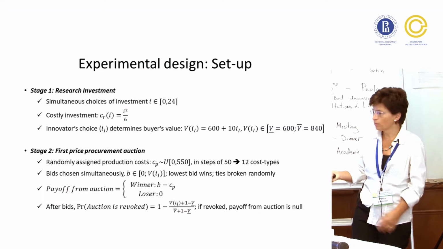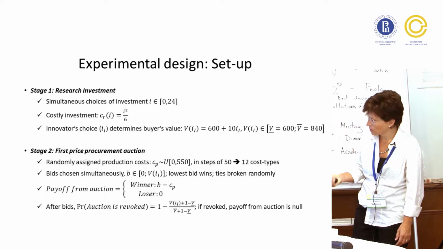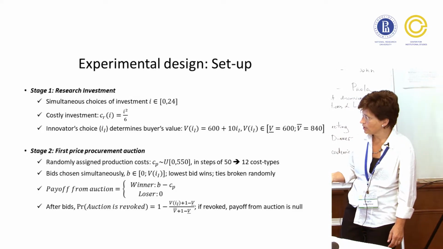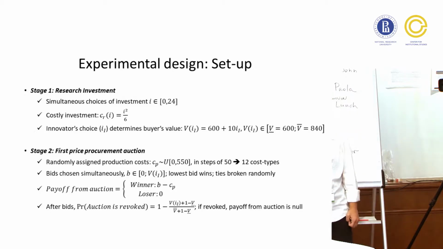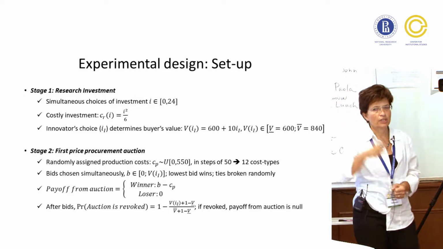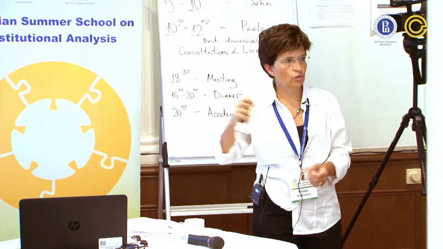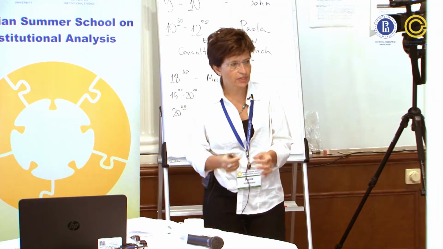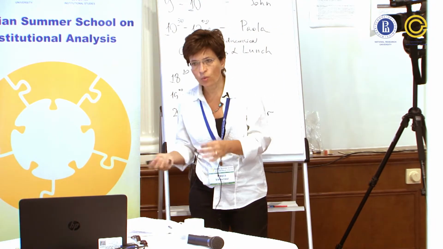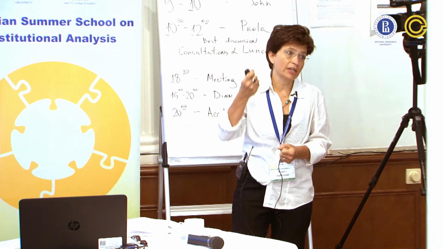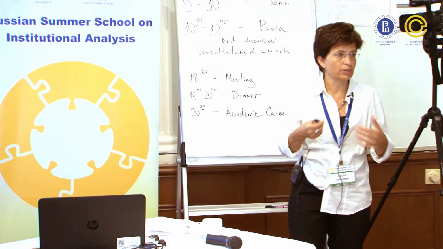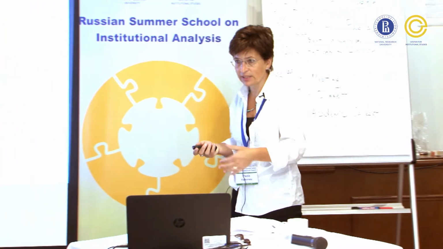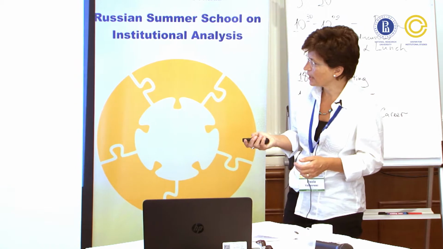So we want to mimic this, and you see all this part is equal to 0 if the initial investment is 24. And this means that the probability that the auction is revoked is equal to 0 if they make the highest investment. So the lower the investment in innovation, the higher the probability that the auction is revoked, so the project is not implemented and bought by the buyer.